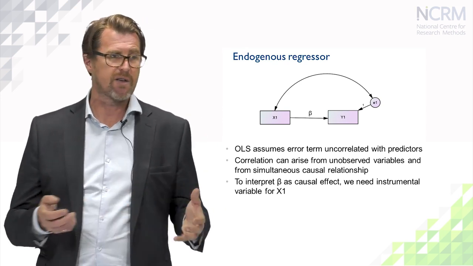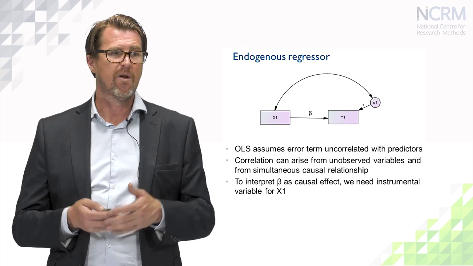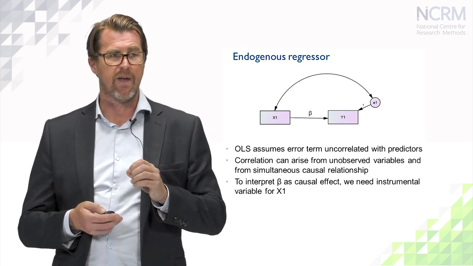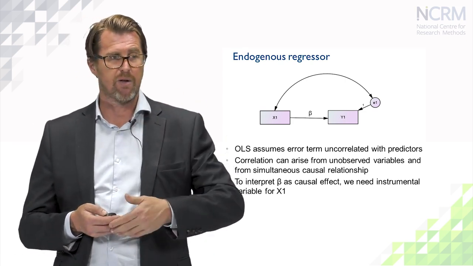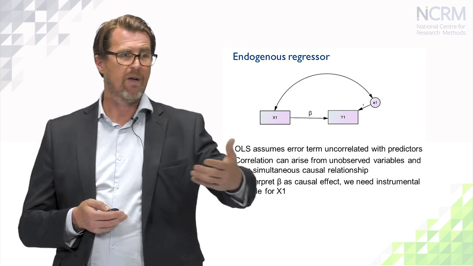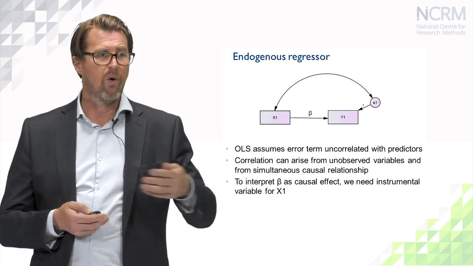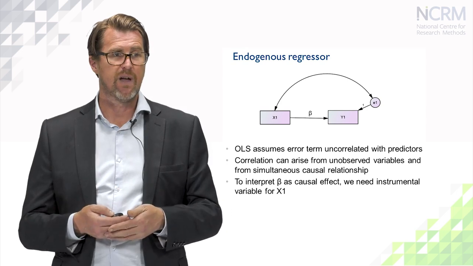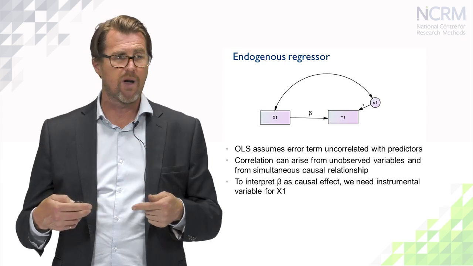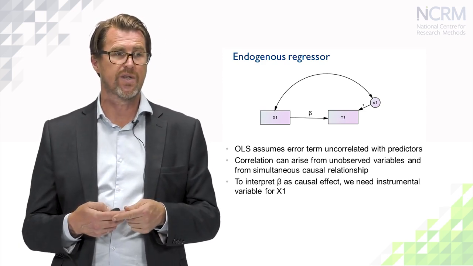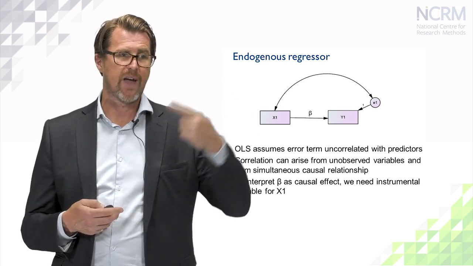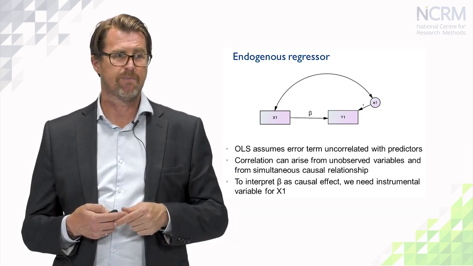And this is because, it can be for a number of reasons, but will often be because of some unobserved variable that we should have in our model that maybe is related to both x1 and y1, or it may be because of simultaneous causal effects, that x1 is causing y1 and y1 is causing x1, the sort of reciprocal effects that we're interested in here. That would generate this correlation.